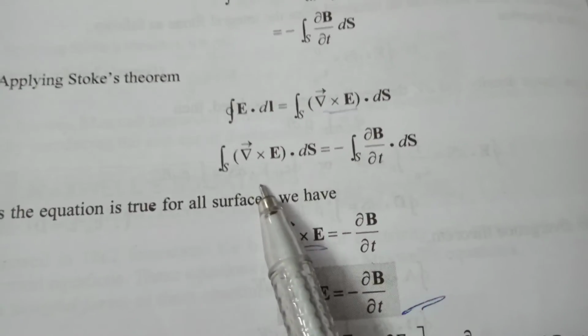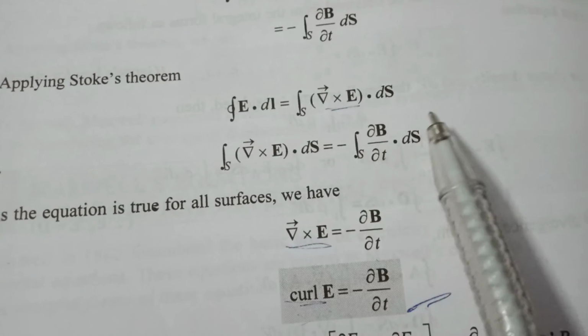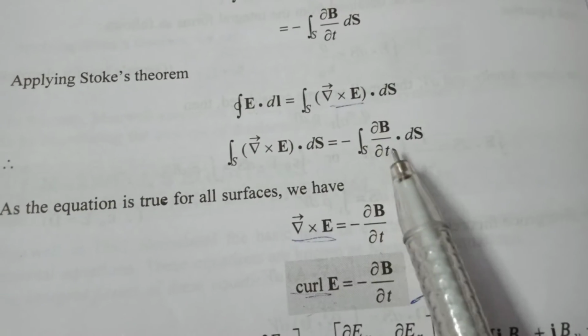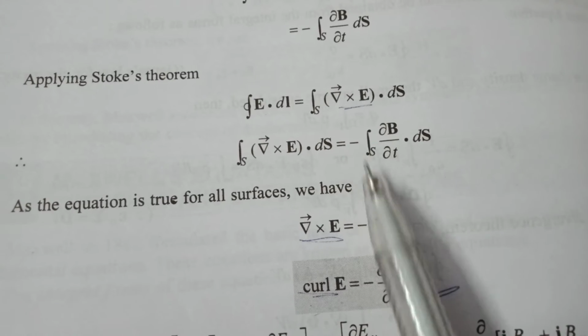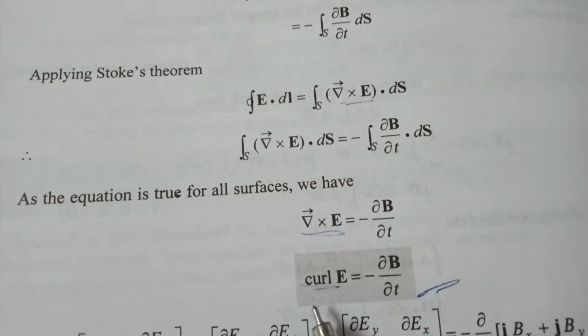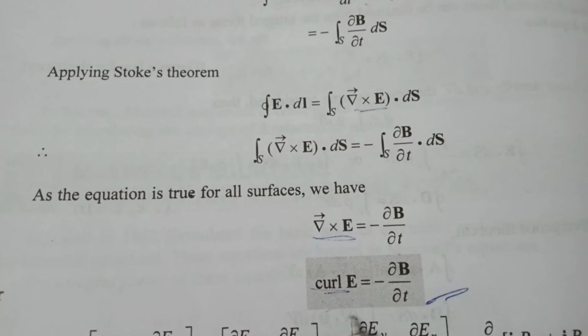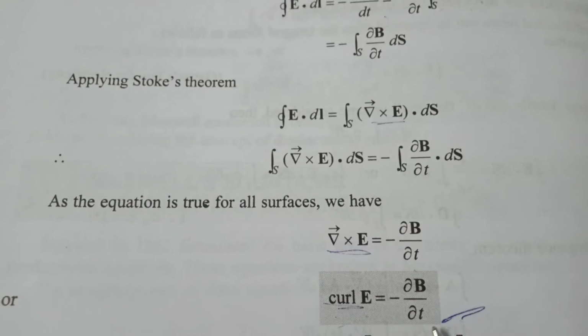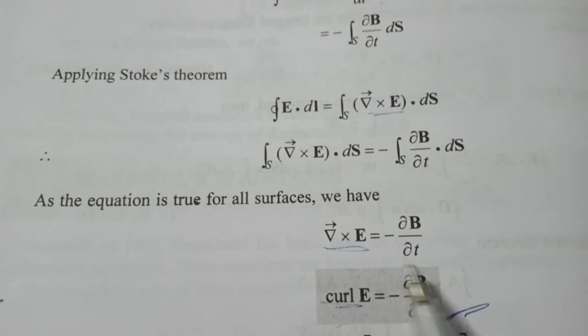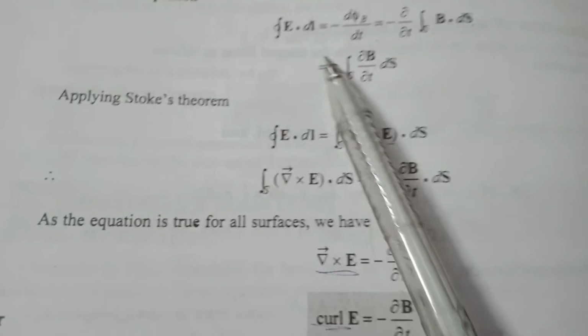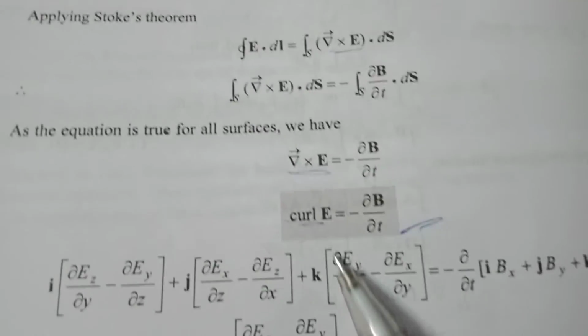Now, that is del cross E. Again, when you cancel dS on both sides, you have del cross E equal to dou B by dou t with a minus sign. Del cross is nothing but curl. Minus dou B by dou t. So your third law is derived, from the integral form to the differential form.